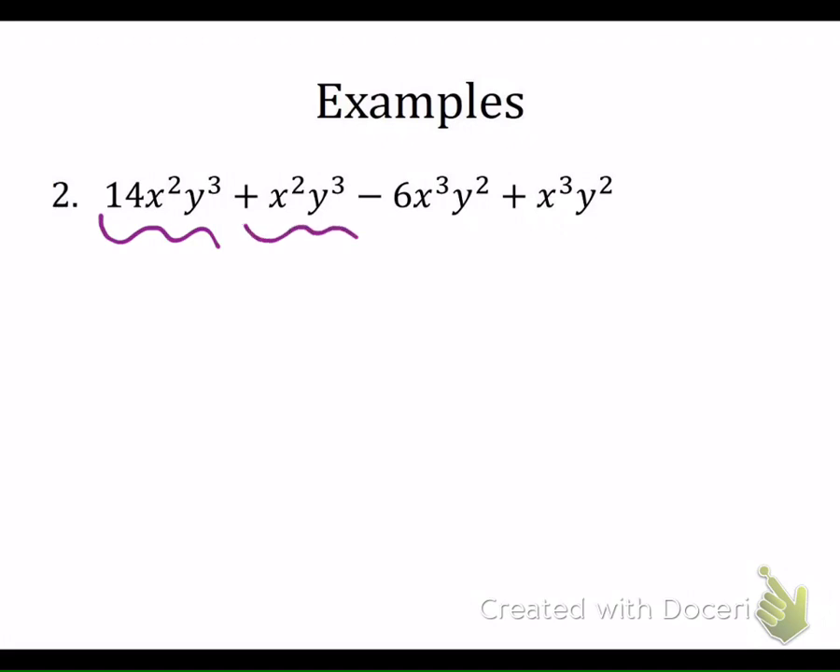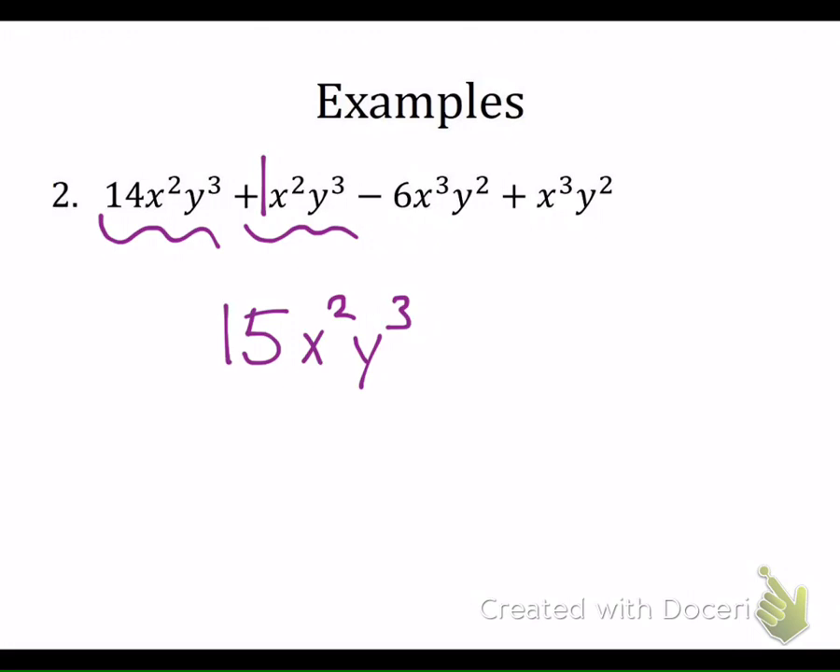So here's another one. There's no number right here, no coefficient. Anytime there's not a coefficient, it's like we have a 1. So this is 14x squared y to the third plus 1x squared y to the third. That's going to be 15x squared y to the third.